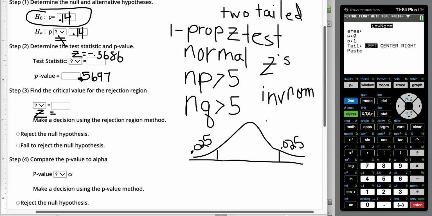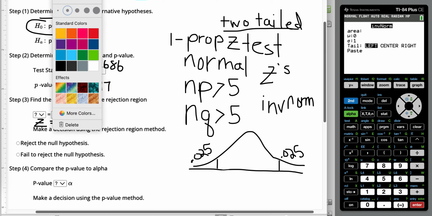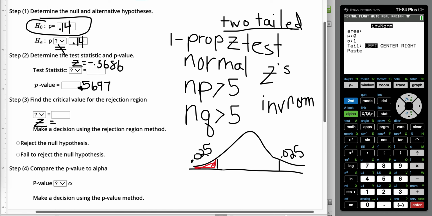Now you only have to split it between the two tails when you have a two-tailed test. If this was a right-tailed or a left-tailed test, then that whole area of 0.05 would go in one tail or the other. So my rejection region is going to be split between these two tails here. So this is my rejection region.